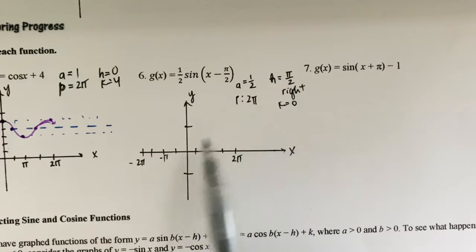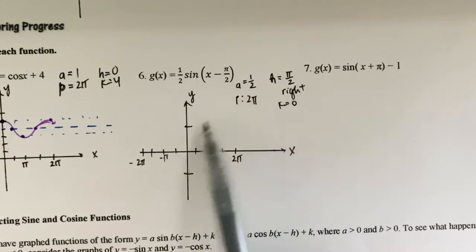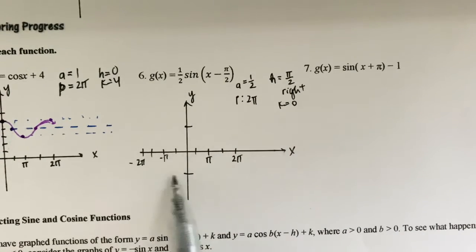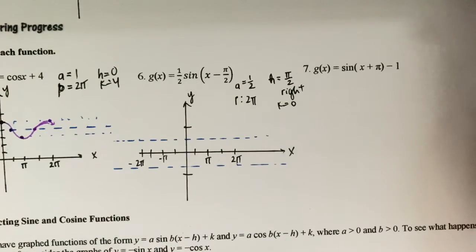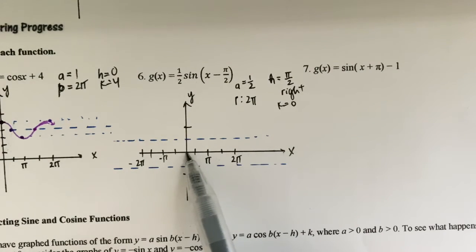Because there's no vertical translation, our midline occurs at the x-axis, and because the amplitude is 1/2, we have a maximum at 1/2 and a minimum at -1/2. So this time I'm going to graph algebraically. So normally for your sine graph, you would start at the origin, but we are going to shift this point pi over 2 units to the right. So it will move from 0, 0 to pi over 2, 0.